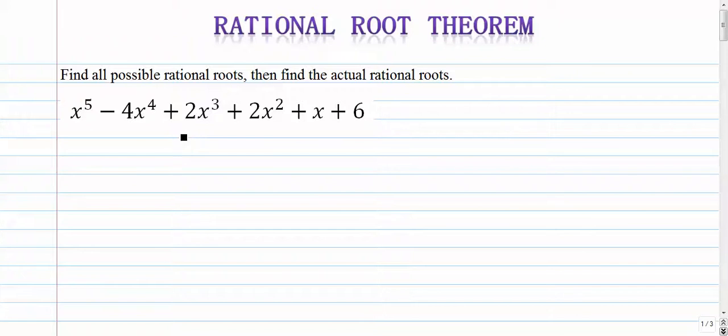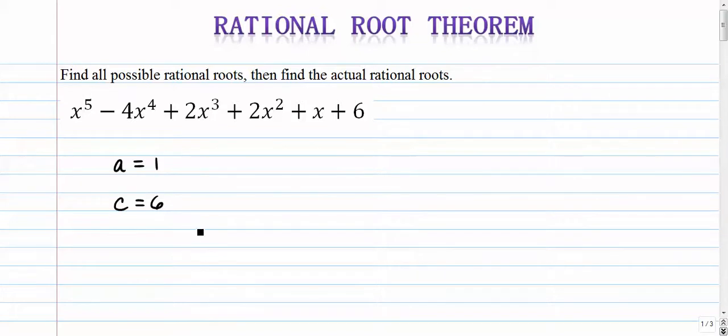So in our first example here, we have x to the fifth minus 4x to the fourth plus 2x cubed plus 2x squared plus x plus 6. A really lengthy polynomial, pretty scary looking. But what I want you to do is just focus on the lead coefficient and the constant at the end. So the constant at the end is 6 and the lead coefficient is 1.